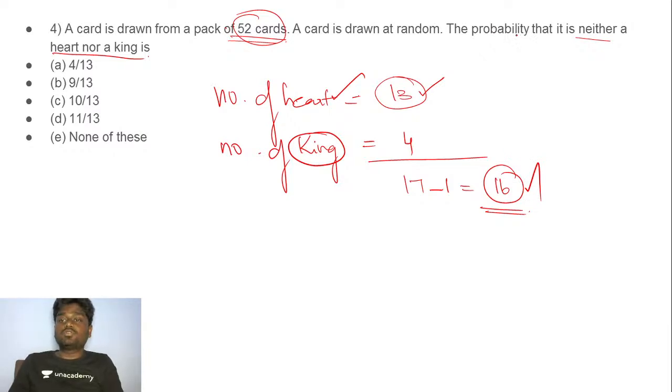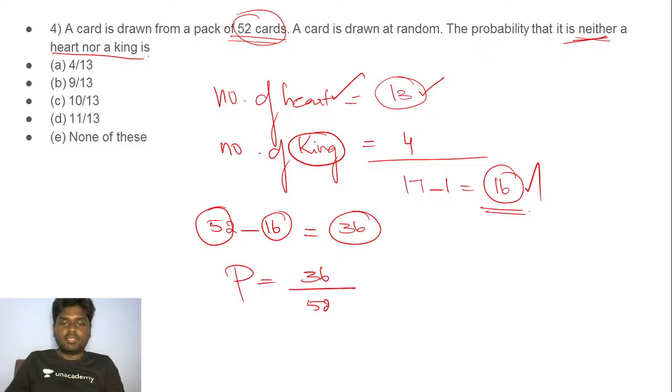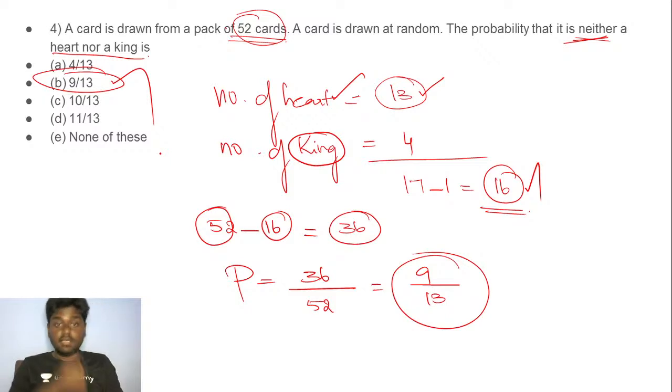They're asking you, it should not be, that is neither nor. So we need to simply exclude this 16 from this 52 deck of cards. If you do so, you'll be getting 36. So the probability will be exactly out of 36 you'll be taking 1, by out of 52 you'll be taking 1. So ultimately the answer is going to be option B, 9 by 13. Is that clear? Is that clear? Kindly give me a thumbs up, guys.